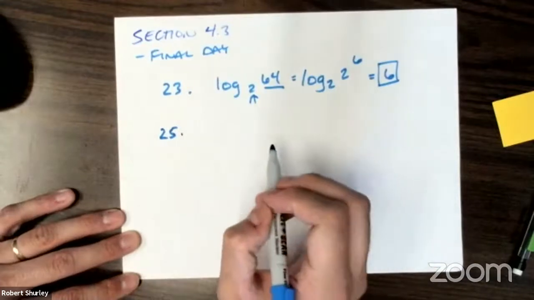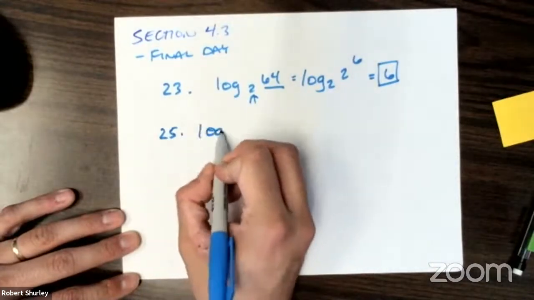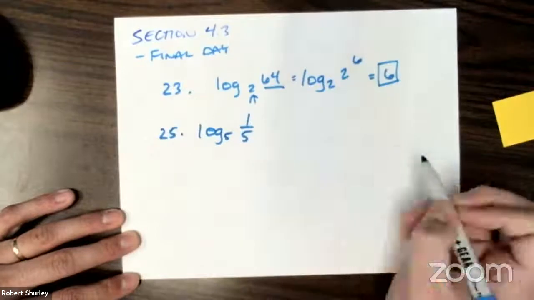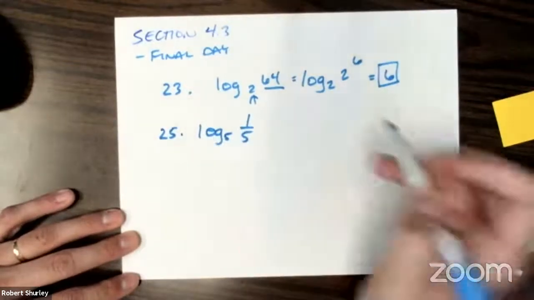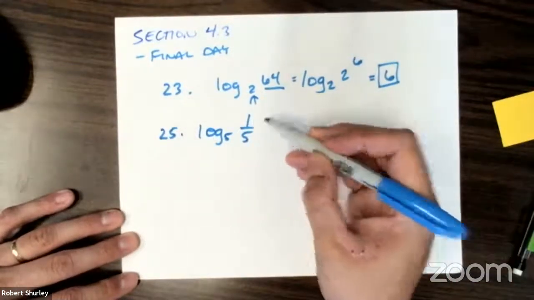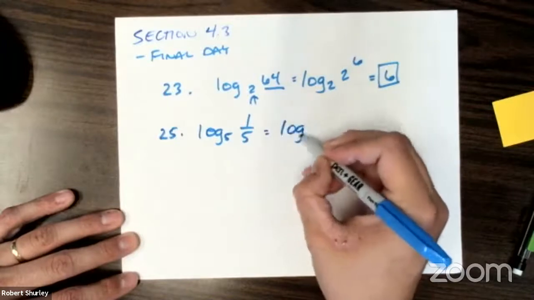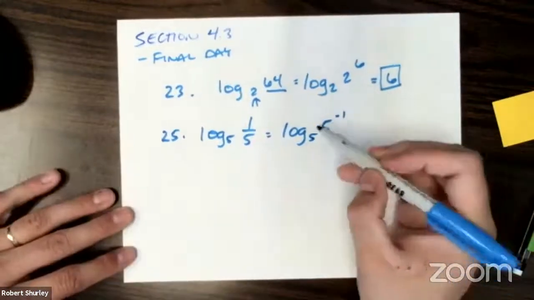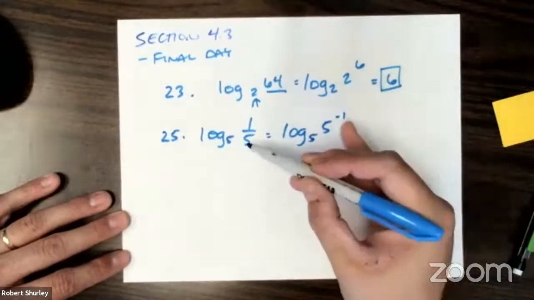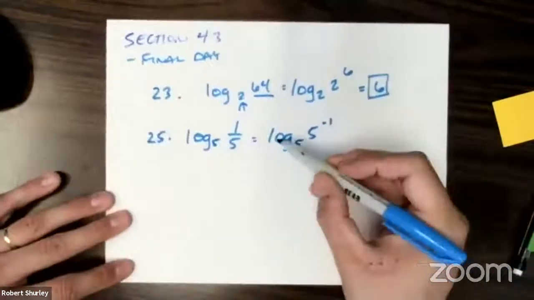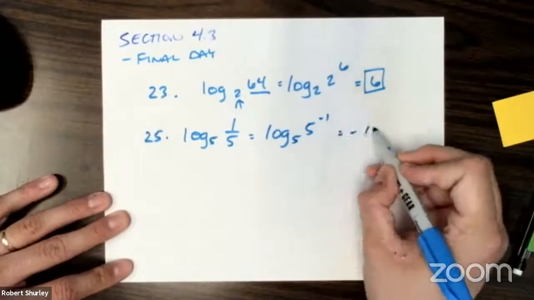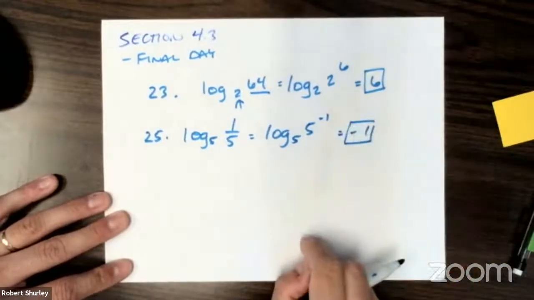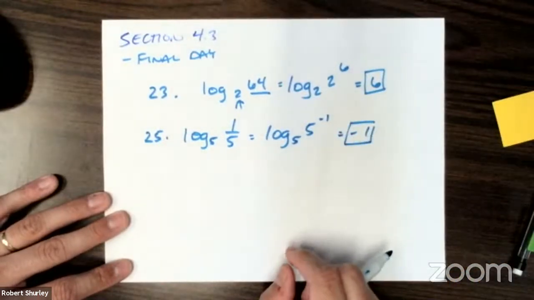25: log base 5 of 1/5. I thought we did one just like this. Log base 5 of 1/5. 5's in the denominator. We have to bring it to the numerator. So to do that, you've got to raise it to the -1 power, right? And any number raised to the -1 power puts it in the denominator. So again, now these cancel, and it leaves you with -1.